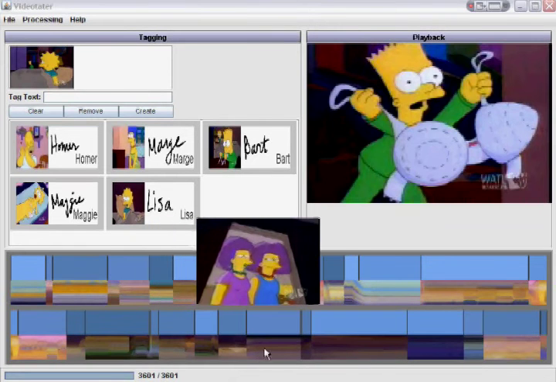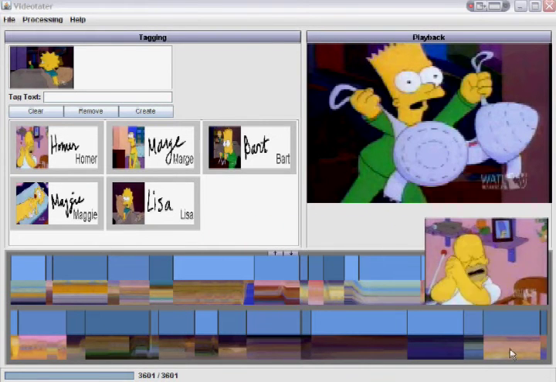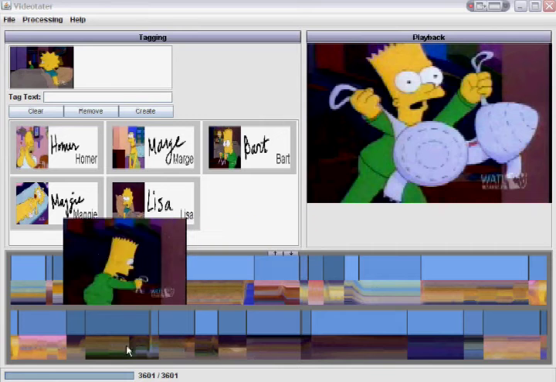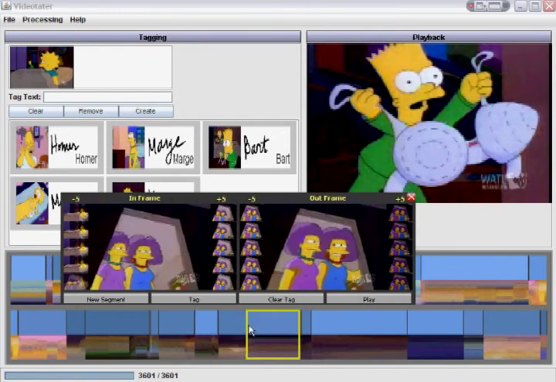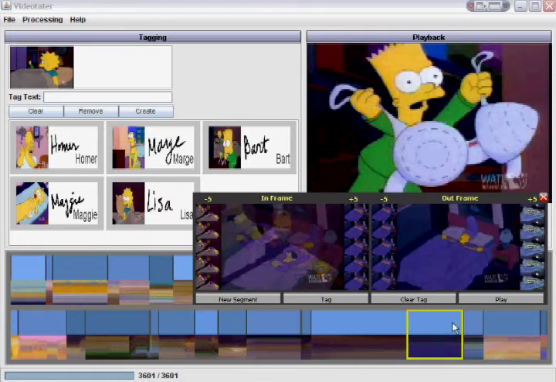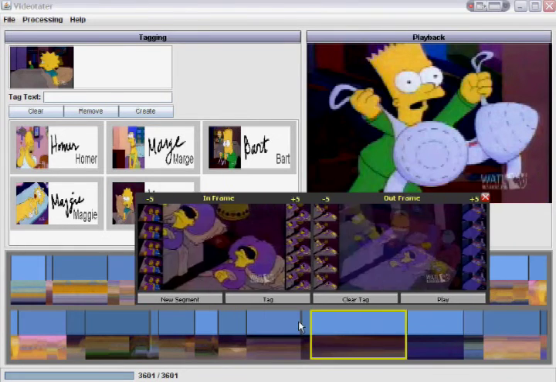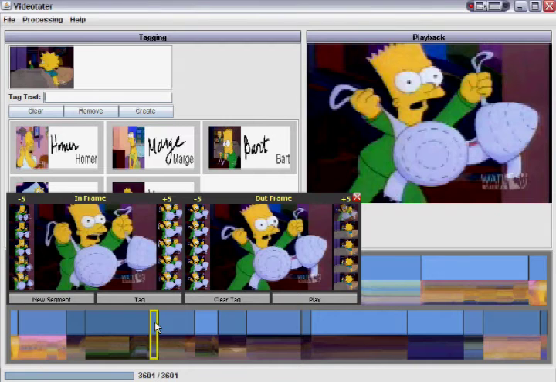Hovering over the stripe image allows for rapidly reviewing the video by popping up the frame under the cursor. Hovering over a segment pops up the polyfocal visualization, which indicates the in and out frames of the segment, as well as contextual frames from the neighborhood of the in and out frames.